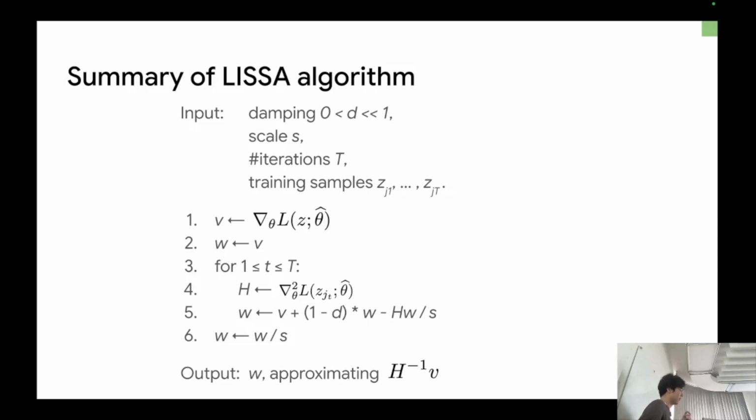But again, maybe there is a better solution. I don't have the answer top of my head now. I have a solution, but not the actual solution that people have. Yep. I think so, yeah. I mean, the LISSA algorithm is not very specific to influence function. It used to be there for a long time.